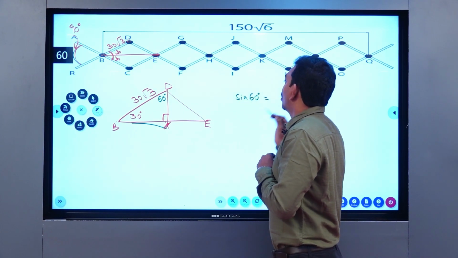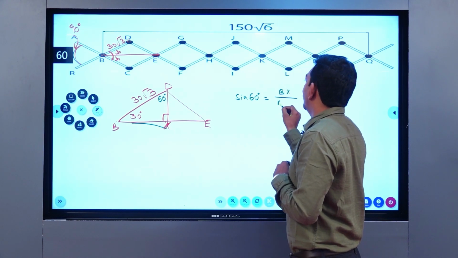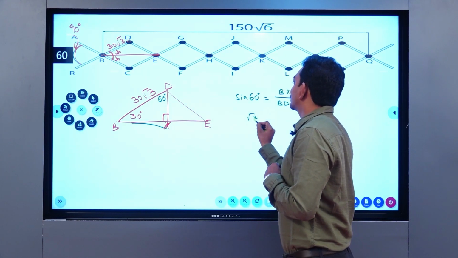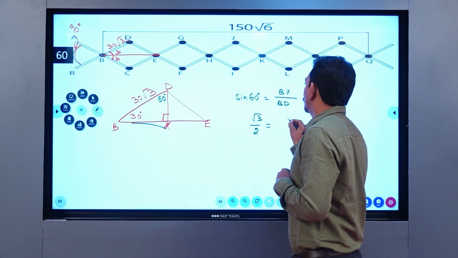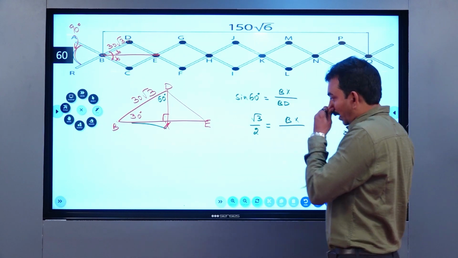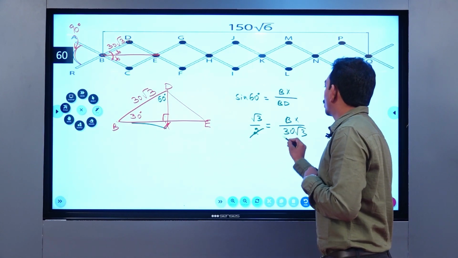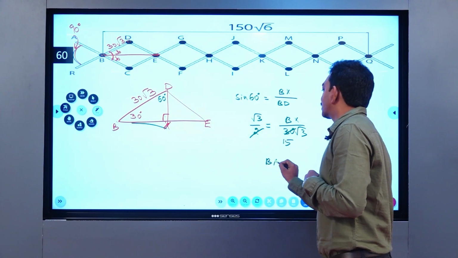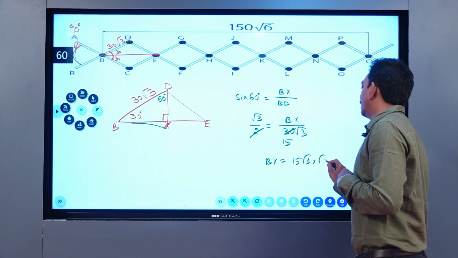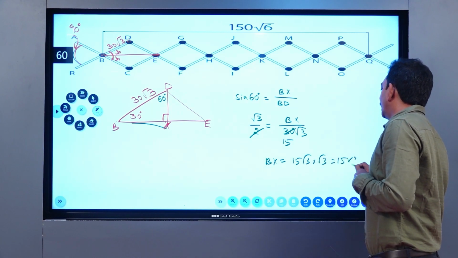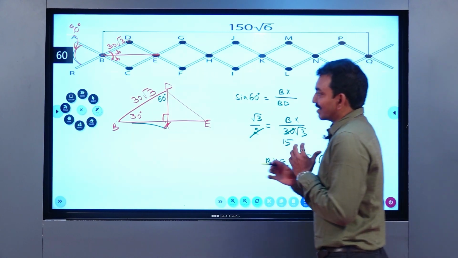Sin theta is opposite side by hypotenuse. Opposite side is BX, hypotenuse is BD. Sin 60 is root 3 by 2. This is equal to BX by, what is the length of BD? 30 times root 3. So 2 goes 15 times in this. What is BX then? 15 root 3 into root 3. So that is 15 into 3. That is 45.